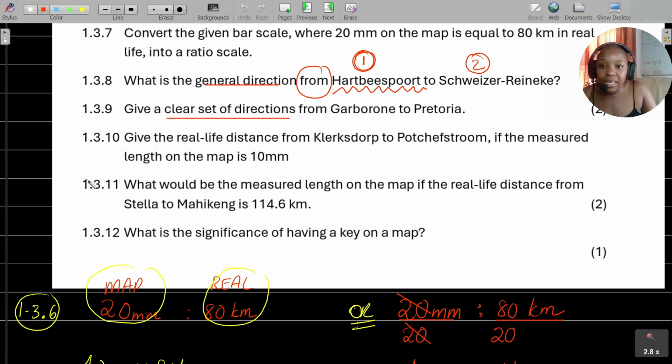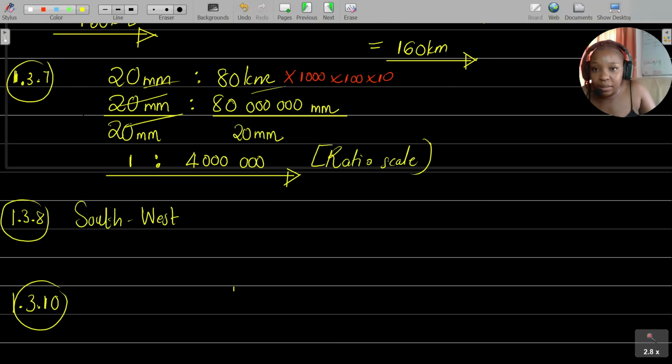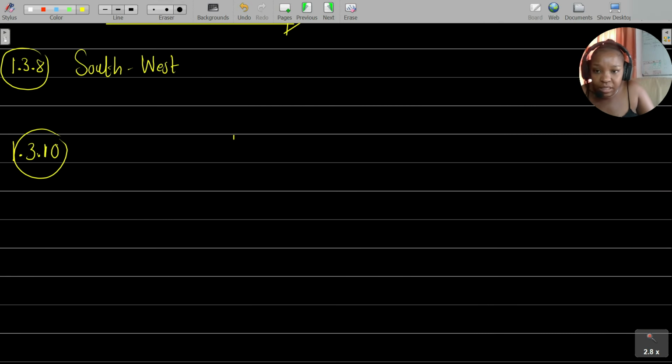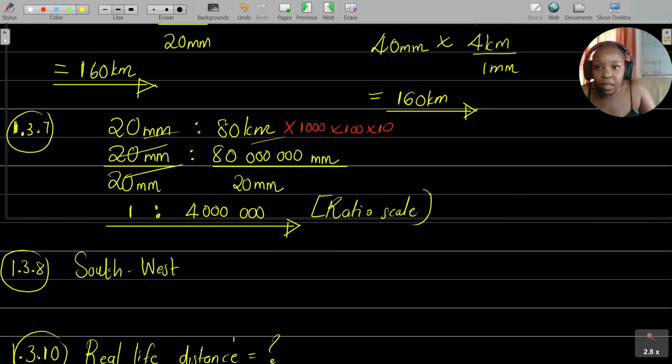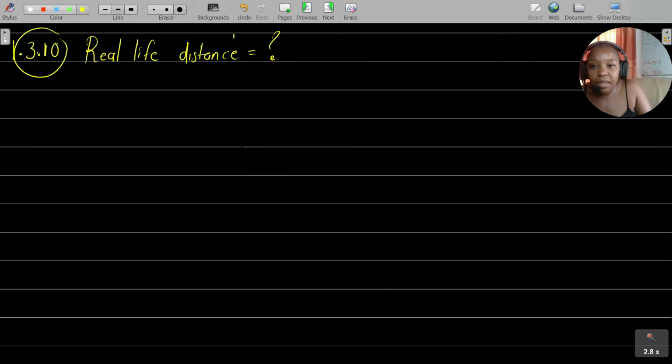Question 1.3.10. Give the real life distance from Kersdorp to Potchefstroom if the measured length on the map is 10 millimeters. So here, what do they want? They want you to give the real life distance. So right there, remember, just write real life distance. That is what they want, if the measured length on the map is 10 millimeters.